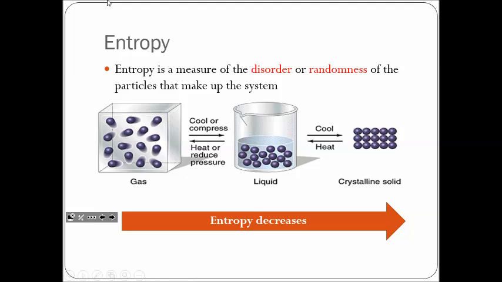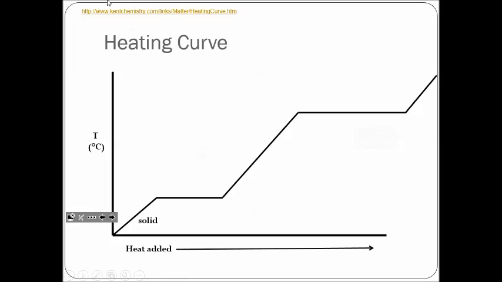All right, so now let's take a look at our heating curve. We're going to label a bunch of things on the heating curve. The first thing you're going to label is the first horizontal area. This first horizontal area, okay, you're labeling this on your heating curve. This is when the solid is warming. Okay? Our kinetic energy is increasing.